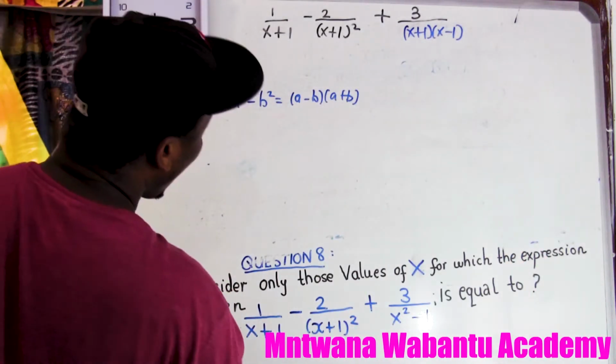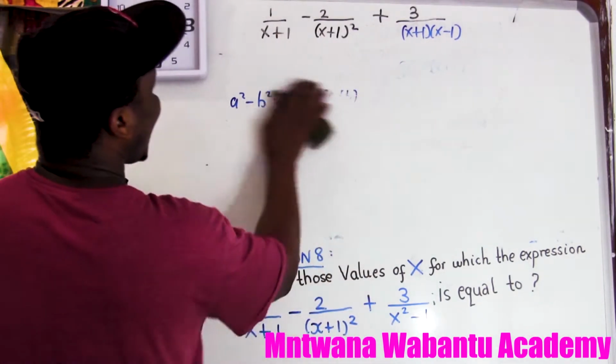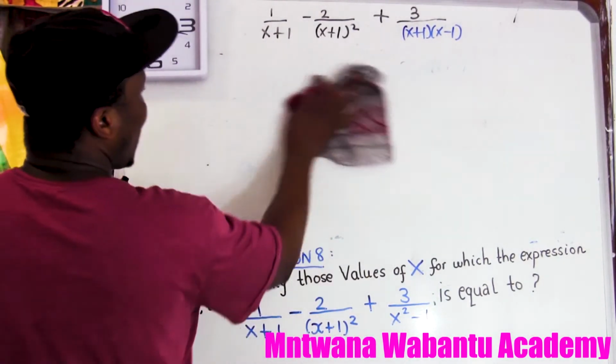So now, which is going to be the common denominator? I want to find the expression which is going to be divisible by all of them.